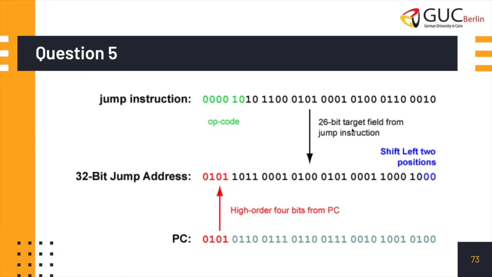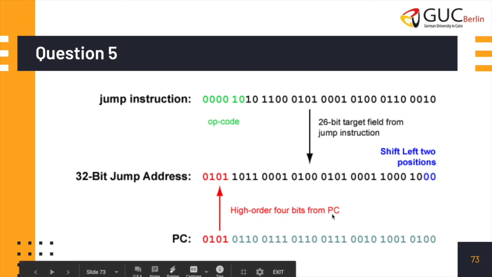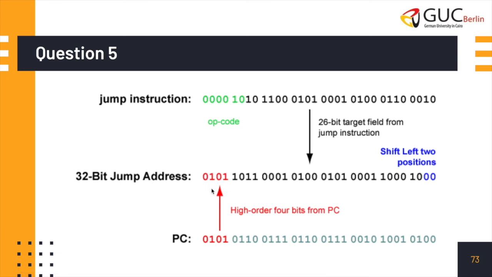Into a byte address. So the 26-bit target field from the jump instruction will move to be here. And then we will shift left 2 positions to add 2 zeros to the right. So we took this number and added 2 zeros to the right, which are the blue zeros. The last step is what? To take the high order 4 bits, the most significant 4 bits from the program counter, and concatenate them to our address, so to have a 32-bit address.